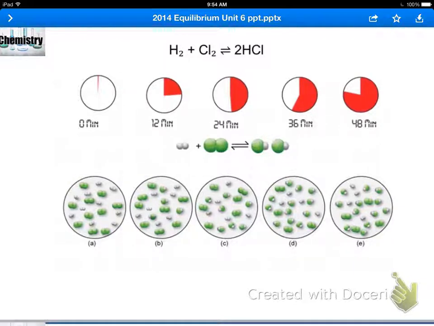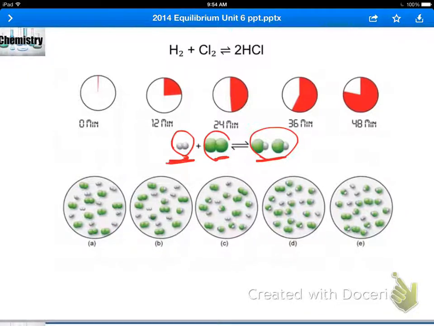So here we have a storyboard starting at 0 minutes and going up to 48 minutes. And we can follow, here we have H2 plus Cl2 giving us 2 HCl. In order to determine when you're at equilibrium, you can follow any one of these three and look at what's happening to their concentration. So from a particle standpoint, let's count which one we think is going to be easiest. I'm going to count H2, but it doesn't really matter.